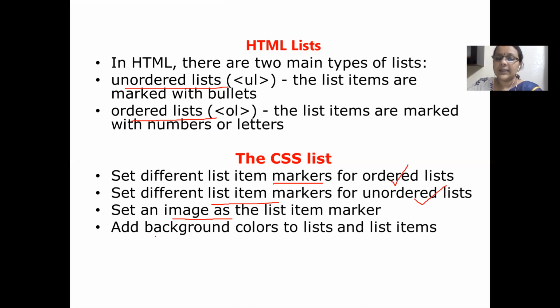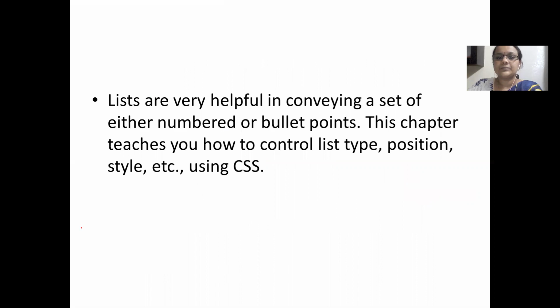Another one is that we can add background colors. These are the four properties that are extra in the CSS list. So normal unordered and ordered lists are there in CSS list also, and beyond this we have four more properties.